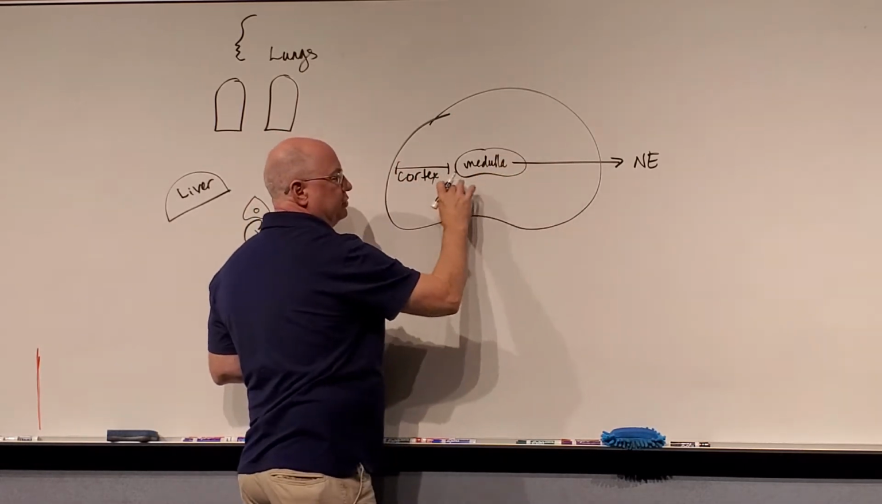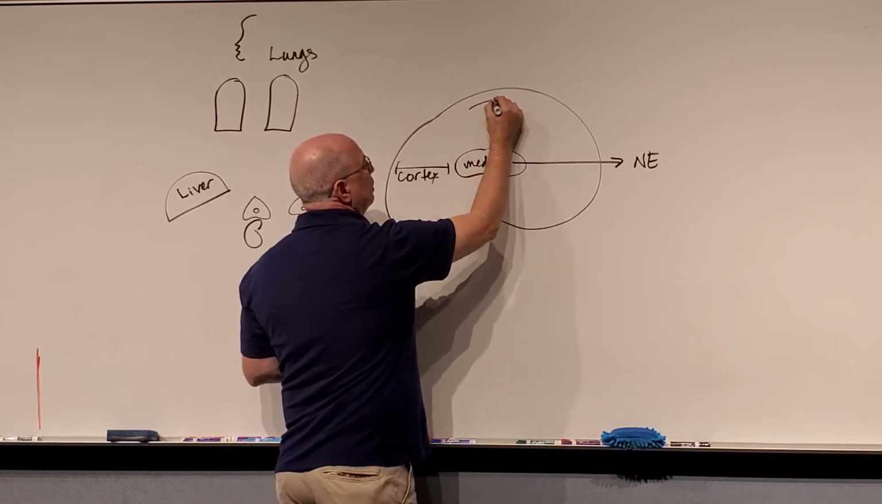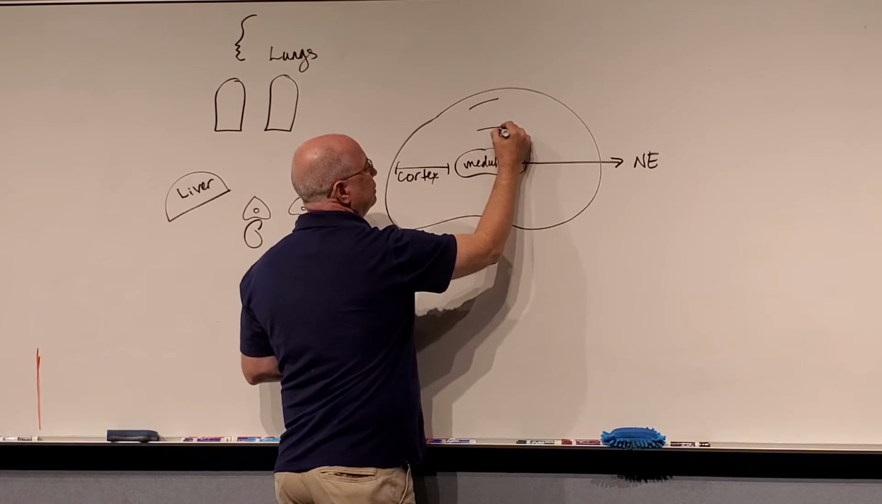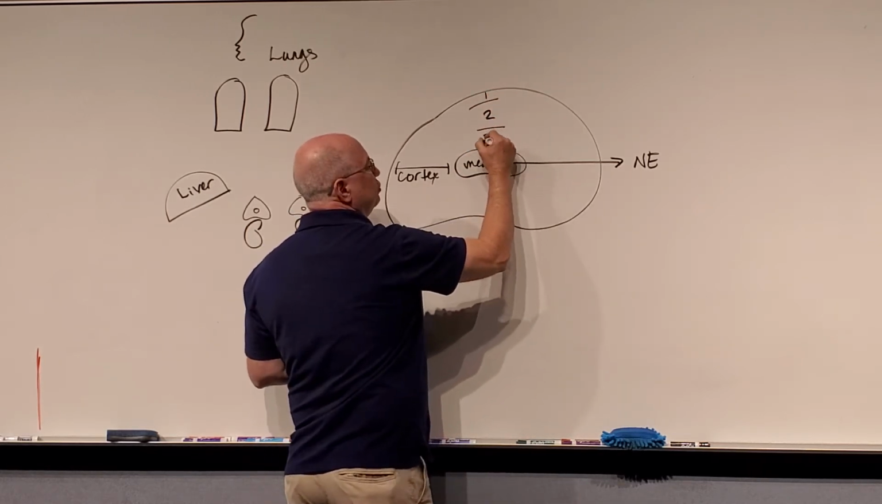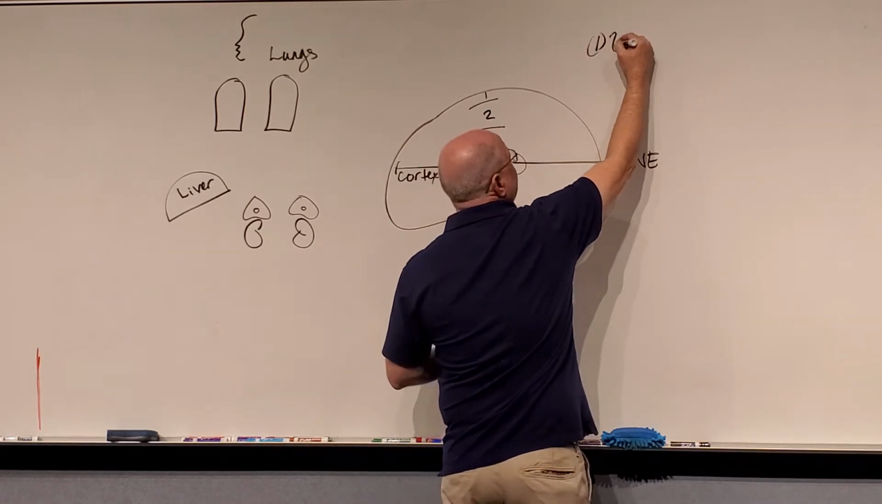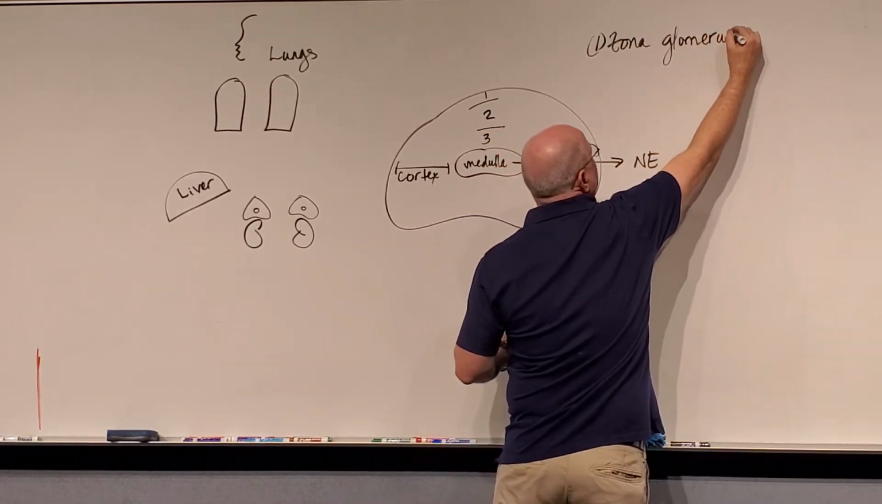All the way around, this is the cortex. The cortex is divided into 3 sublayers. One of the layers is rather thin, there's a thicker layer, and there's another thick layer. This first layer, I'm going to put 1, 2, and 3 here. The first layer is called the zona glomerulosa.